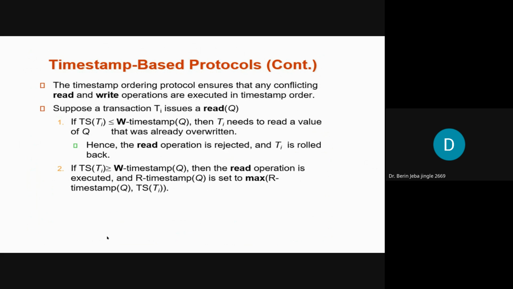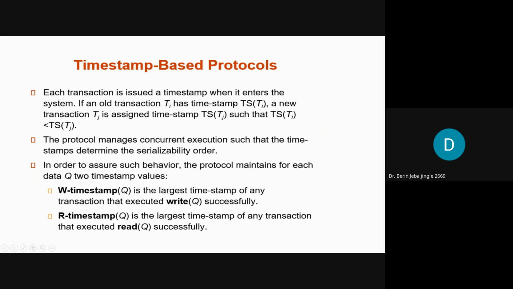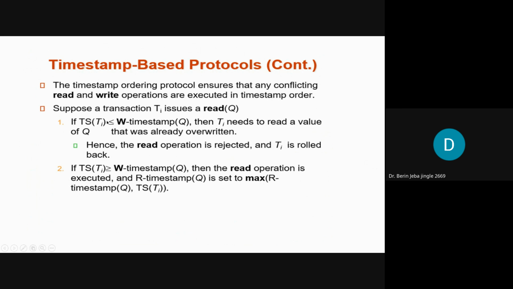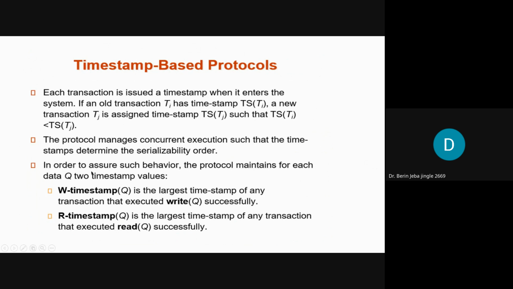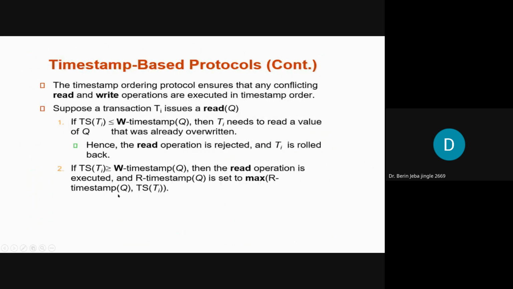So the timestamp ordering protocol ensures that any conflicting read and write operations are executed in timestamp order. There are two conditions for read. TI is the old one, and the timestamp of TI is compared with these two timestamp values. This is for the read operation, when a transaction issues a read.